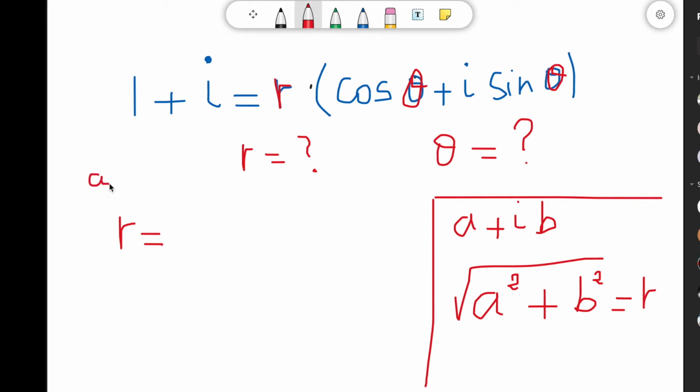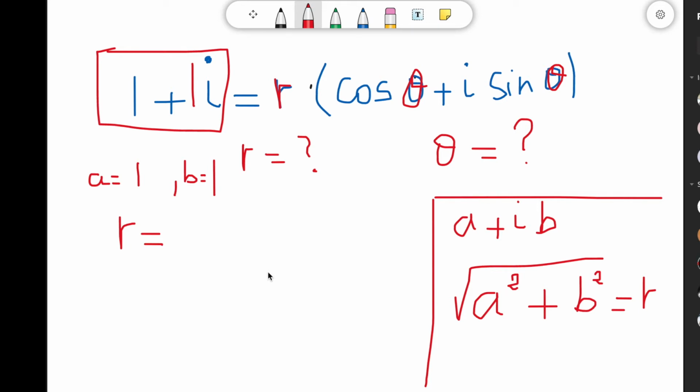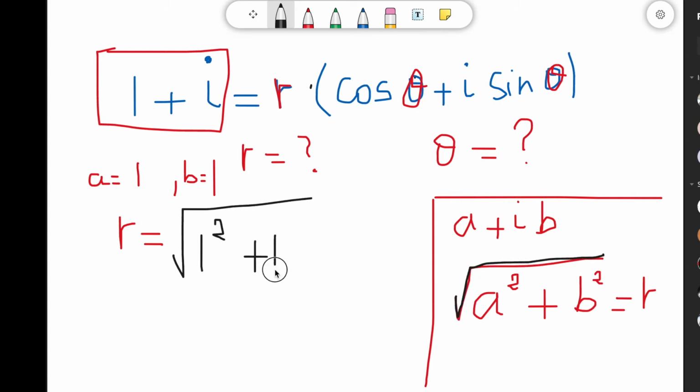Now let's identify a and b in our example. Our number is 1 plus I. A is the real part, so the real part is 1, and b is the imaginary part, which is the coefficient of I, which is 1. So b is 1. Now just use the formula and calculate r. So it's square root of a squared plus b squared, 1 squared plus 1 squared. Simplify this to get the value of r equals square root of 2.